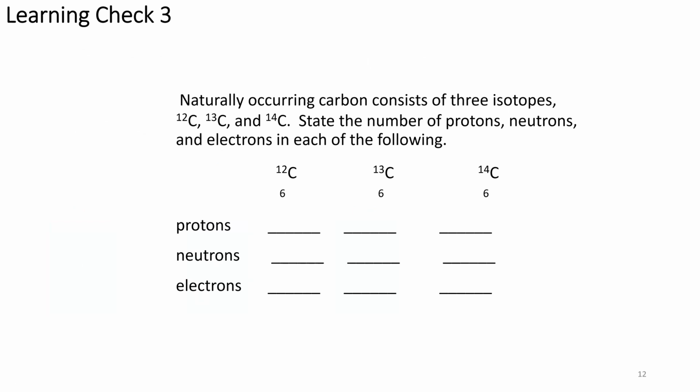Let's try another one. All right, for this one, how many protons? 6. How many protons? 6. Protons, 6. Same number. These are isotopes of carbon, so they should all be the same. Neutrons, 12 minus 6 is 6. 13 minus 6 is 7. 14 minus 6 is 8. Electrons, 6. Remember, protons and electrons are the same. 6 and 6.